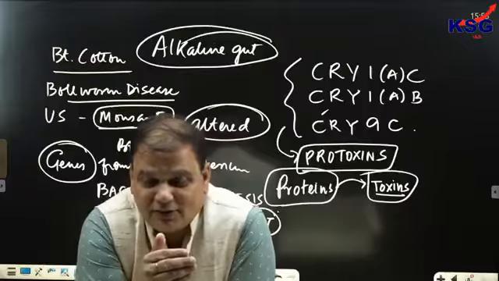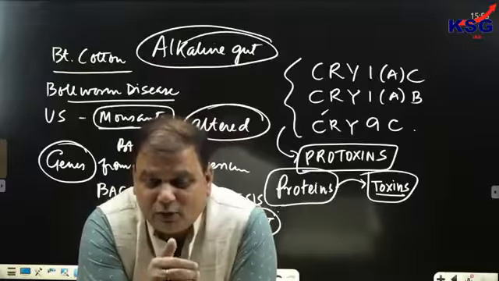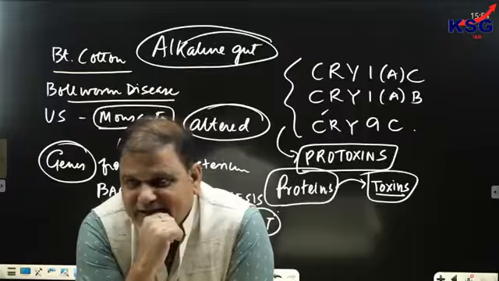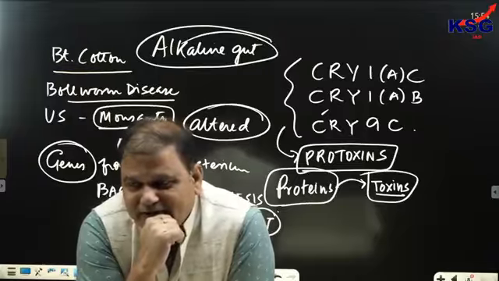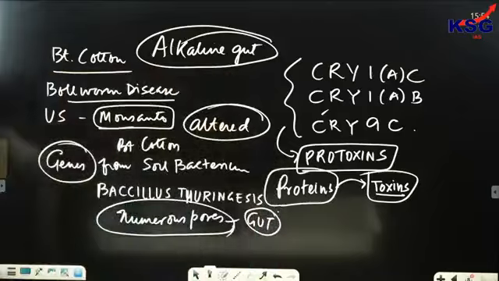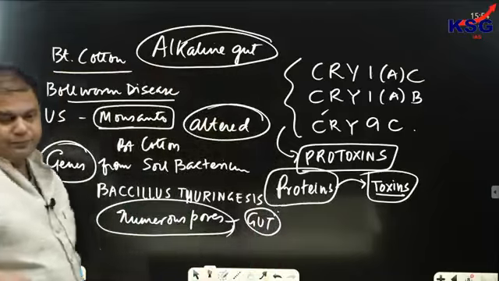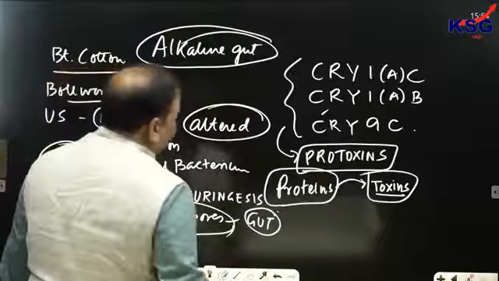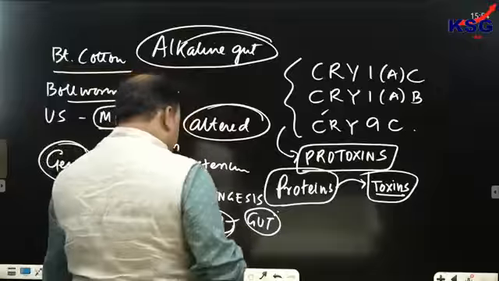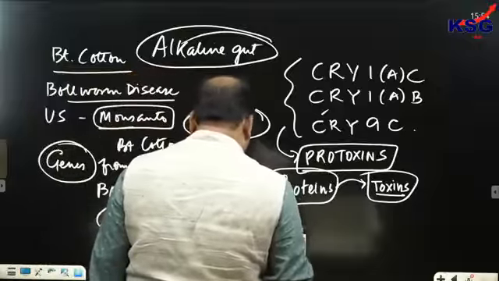So BT cotton was cultivated on a large scale in India, but there were allegations against BT cotton for reducing the fertility of soil. BT cotton was cultivated on a large scale in states like Maharashtra, Gujarat, Madhya Pradesh.